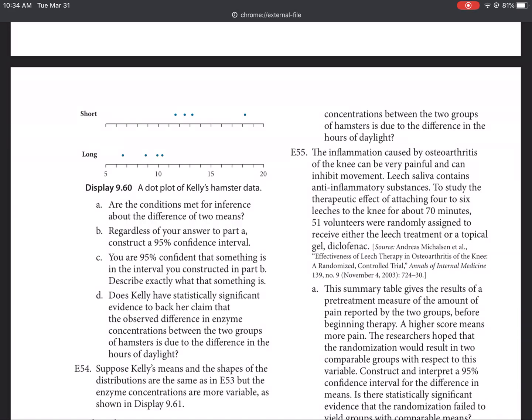So part D says, does Kelly have statistically significant evidence to back her claim that the observed difference in enzyme concentrations between the two groups of hamsters is due to the difference in the amount of hours of daylight? And I think we can say that statistically speaking, yes, she does have that evidence. However, I would probably want to put a little asterisk beside my answer stating that because we don't know if the original data sets are normally distributed, our results rely on knowing whether that information would in fact be true. So if we could say definitively that they are in fact normally distributed, then I'm pretty confident in saying yes. If I'm not sure, then we're not sure.